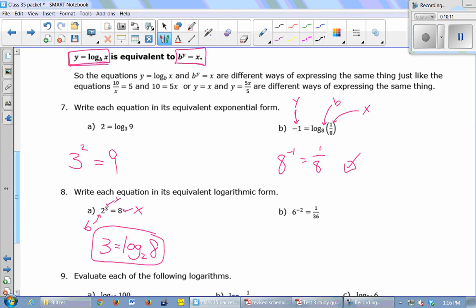And then the x's and y's switch places, which makes sense because a log and an exponential are inverses, so the x's and y's should be swapping. So here I have 6 to the negative 2 is 1 over 36. So this should say log base 6, because the base in my exponential is 6. And in this case, now my negative 2 and my 1 over 36 swap places. Log base 6 of 1 over 36 equals negative 2.